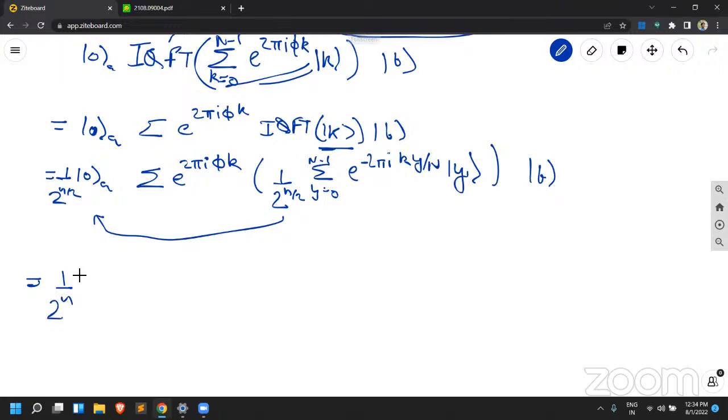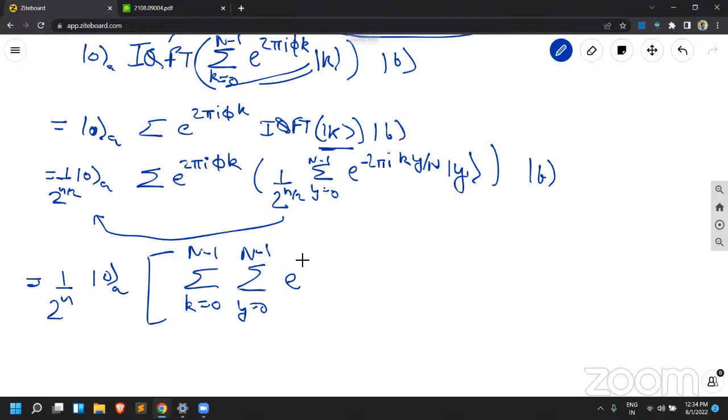We get 2 to the power n, and we can just write this summation. Let's say I'm writing it over here. One is from k, which starts from k. The other summation is for y equal to 0 to n minus 1. And we can just put these exponents together. We are going to get phi, k will be common, phi minus y by n times y, and we are just going to have b.